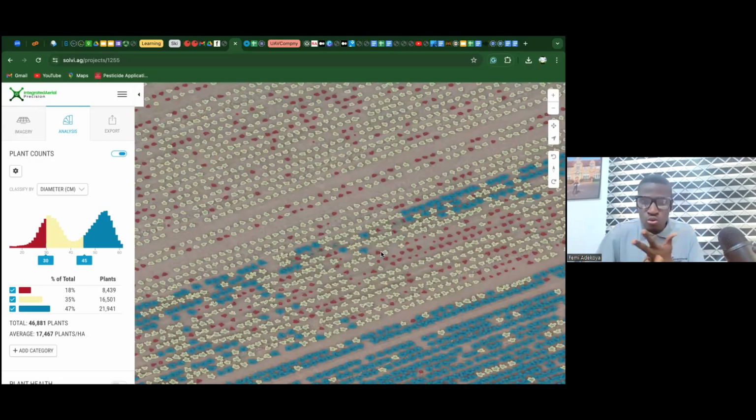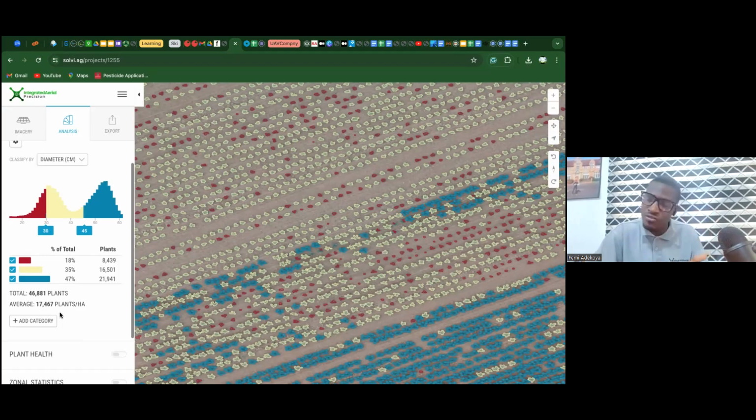Two, it's also helping you grade, even before you harvest, into sizes by diameter. What's the diameter of these plants? And it tells you how they are growing, right? So I mentioned that you will see that one side of the field has more of the blue plants on the field. That's because they are wider in diameter, all right? And we are able to count. On average per hectare, we have almost 17,500 plants per hectare from our count. And we're able to sort it into different sizes, even before you harvest, right?